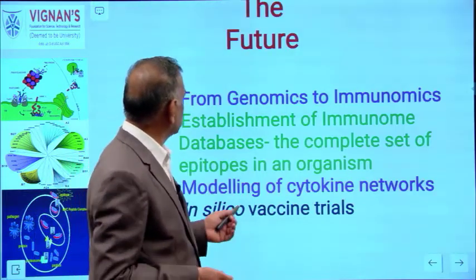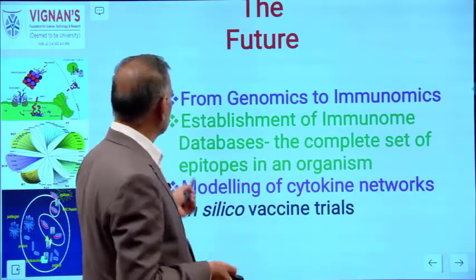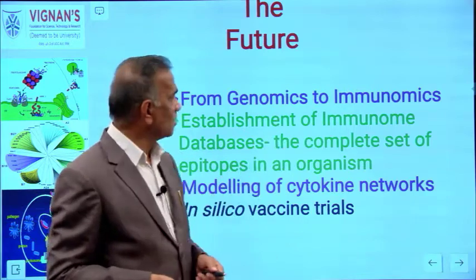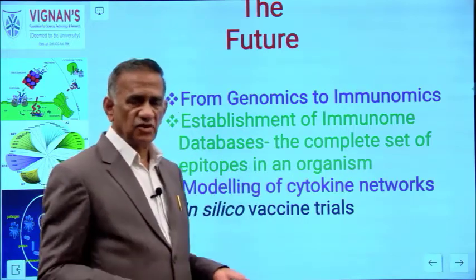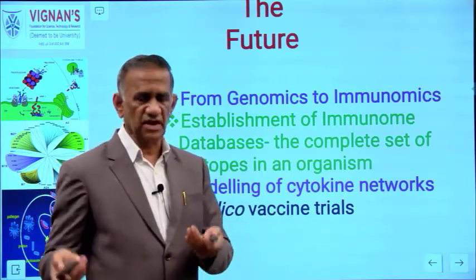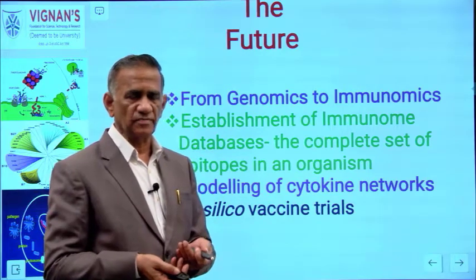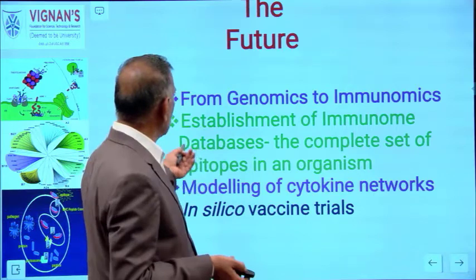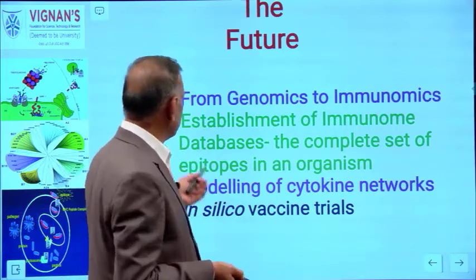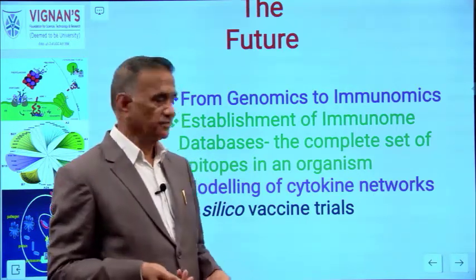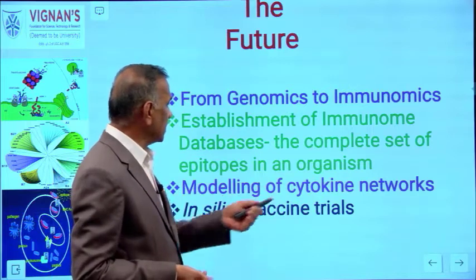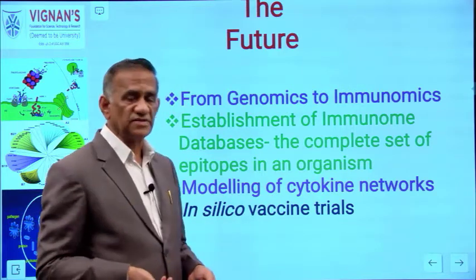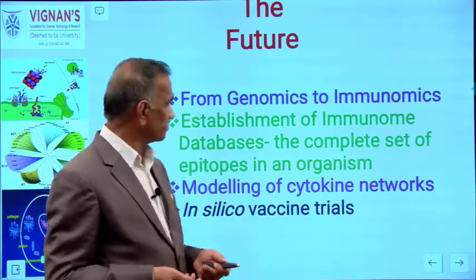So let us see the future of this immunoinformatics. From genomics to immunomics. Earlier genomics and proteomics have been there for the past 15-20 years. Now immunomics is taking the lead. Establishment of an immunome database, the complete set of epitopes in an organism. Okay, modeling of cytokine networks and in silico vaccine trials. So that is the future now.